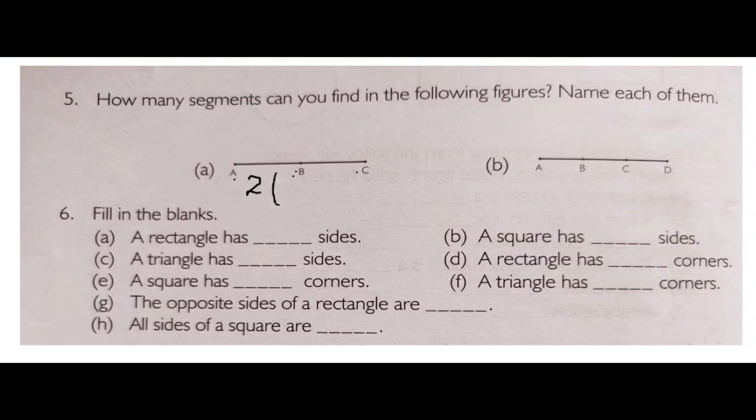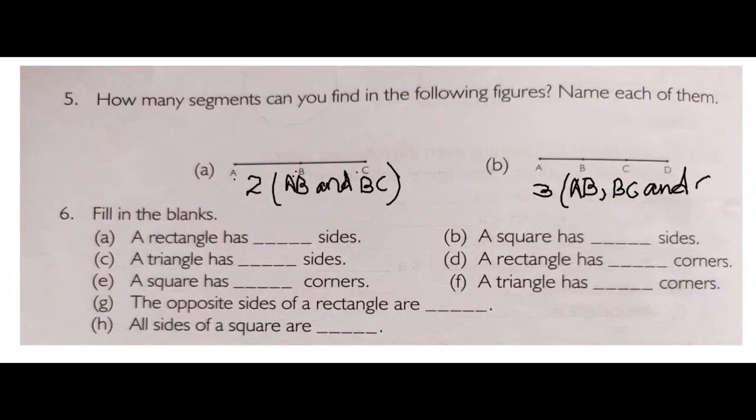Then you have to name the line segments: you will write the names of the line segments AB and BC. Now next, how many line segments are here? 1, 2 and 3 line segments. So you will write 3 and you will name them. What are the names of the line segments? AB, BC and CD. So I hope this one is clear to you all.